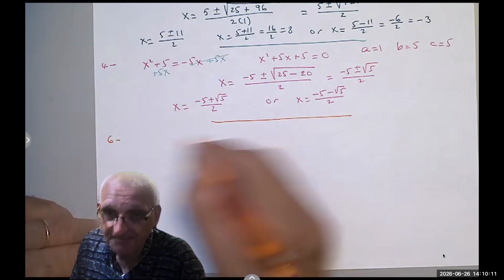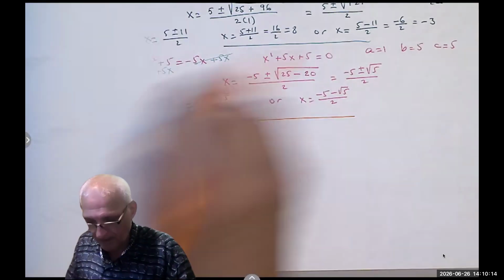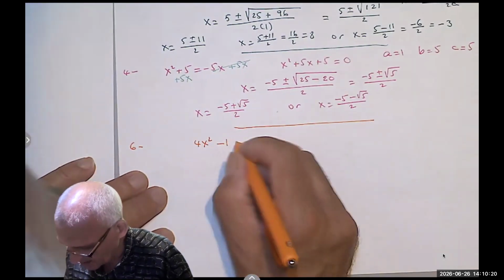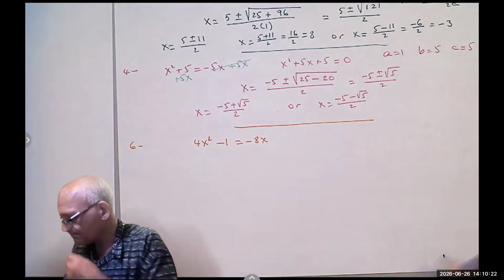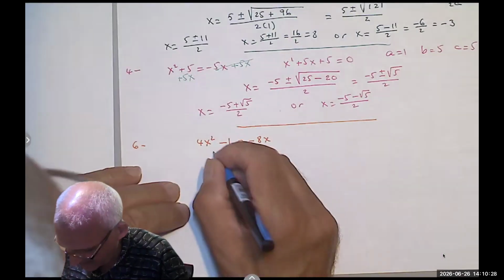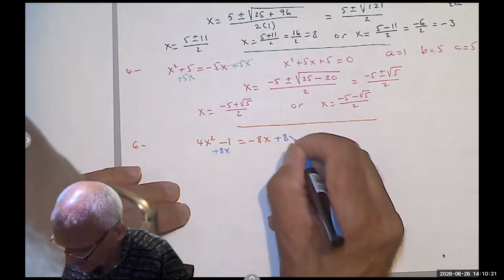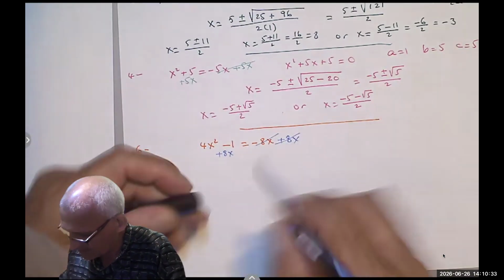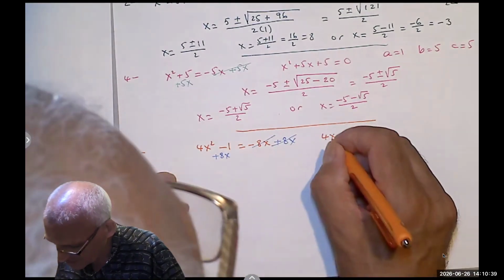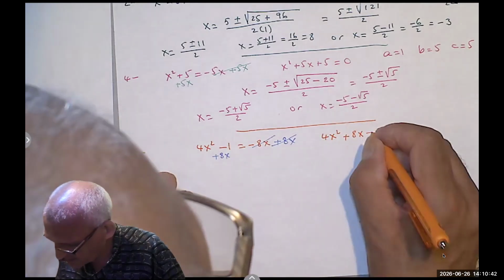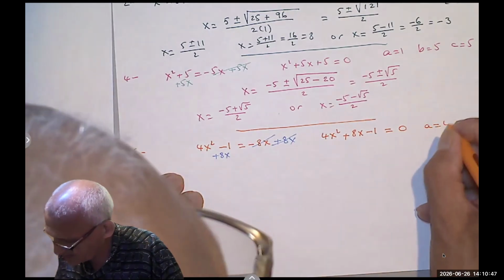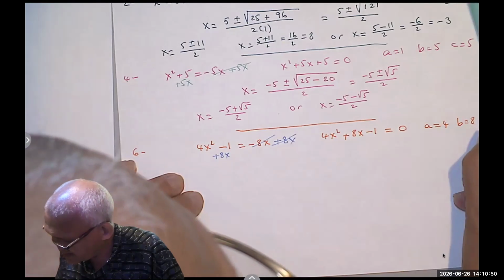Let's go to number 6. Number 6 says 4x squared minus 1 equals -8x. So of course I will start by adding 8x to both sides. And I will get 4x squared plus 8x minus 1 equals 0. So A is 4, B is 8, and C is -1.